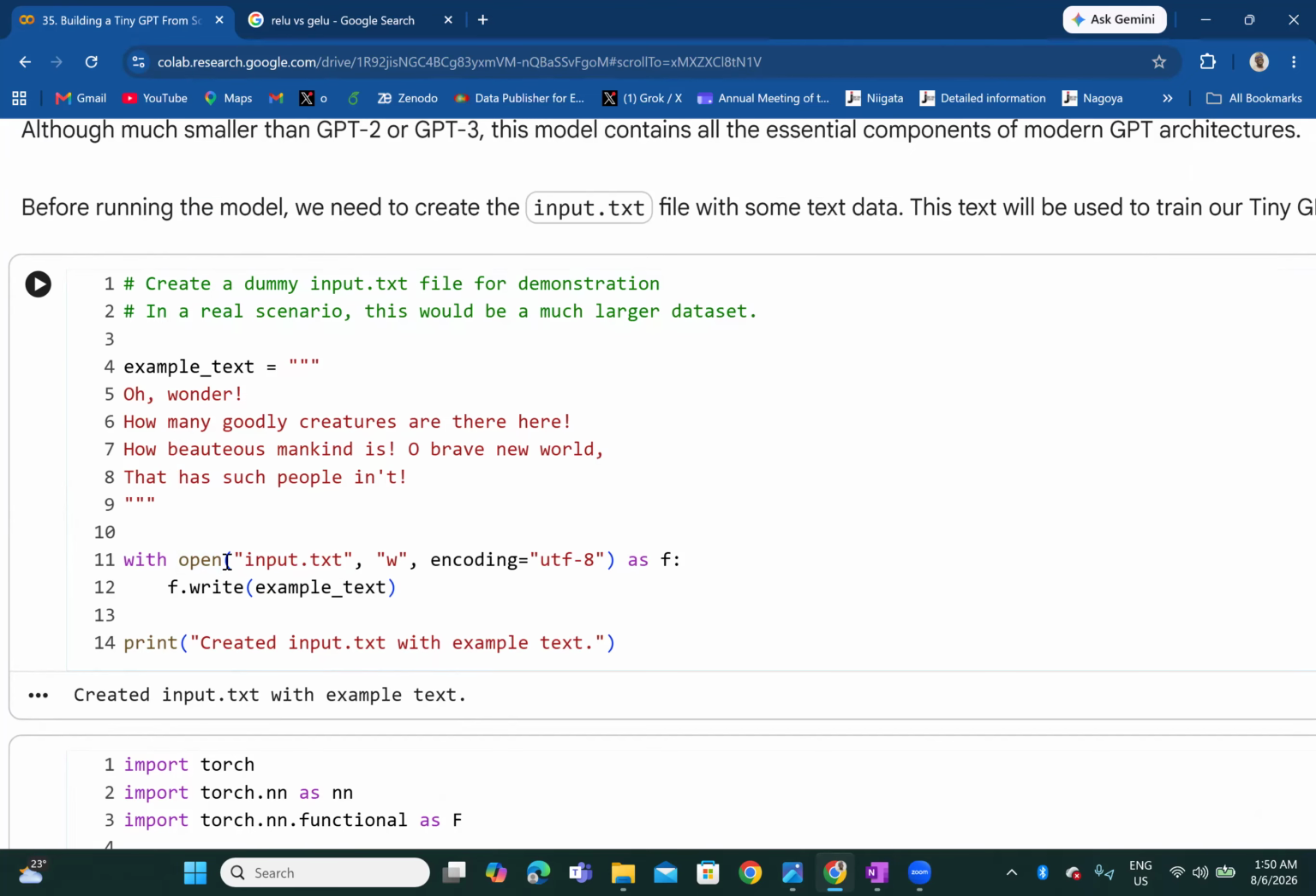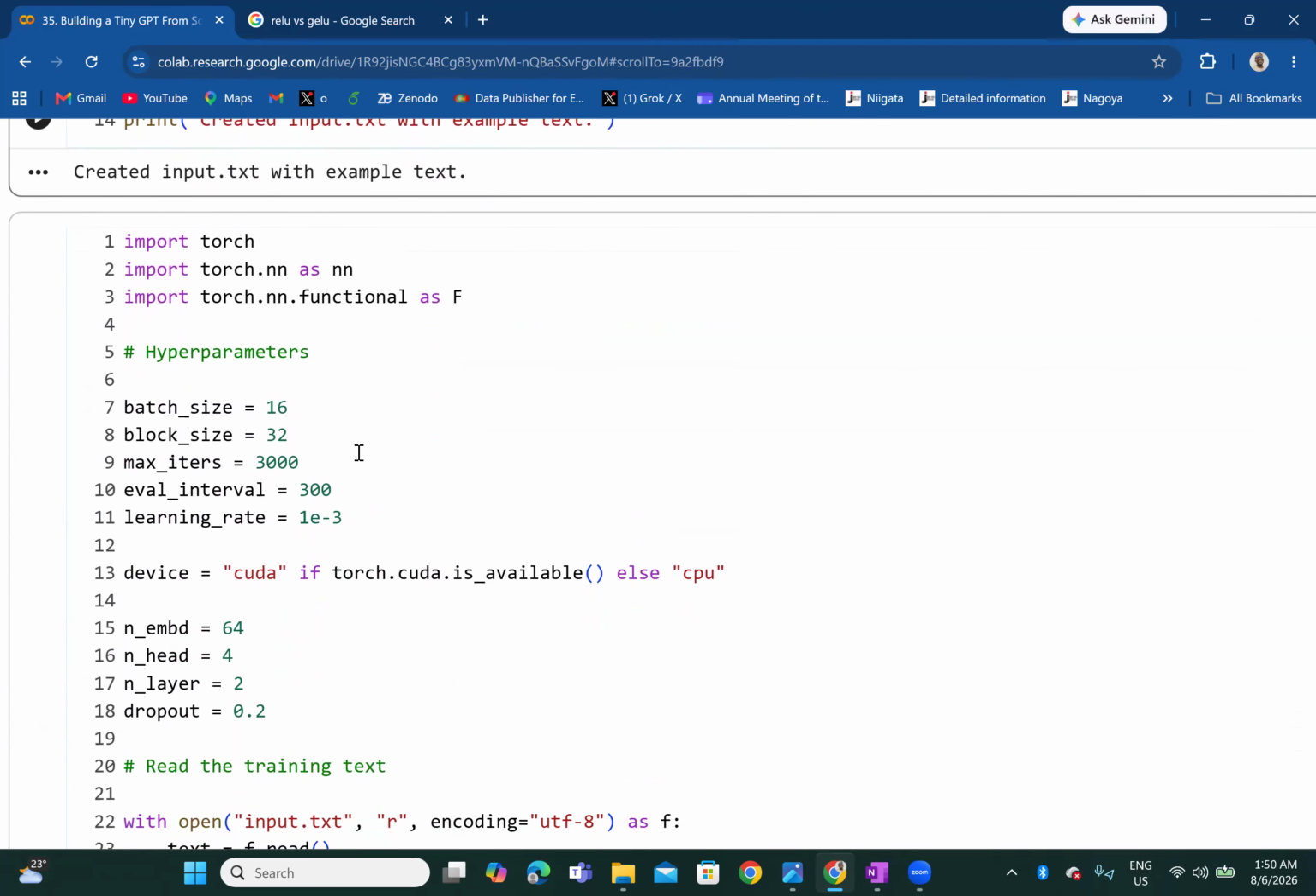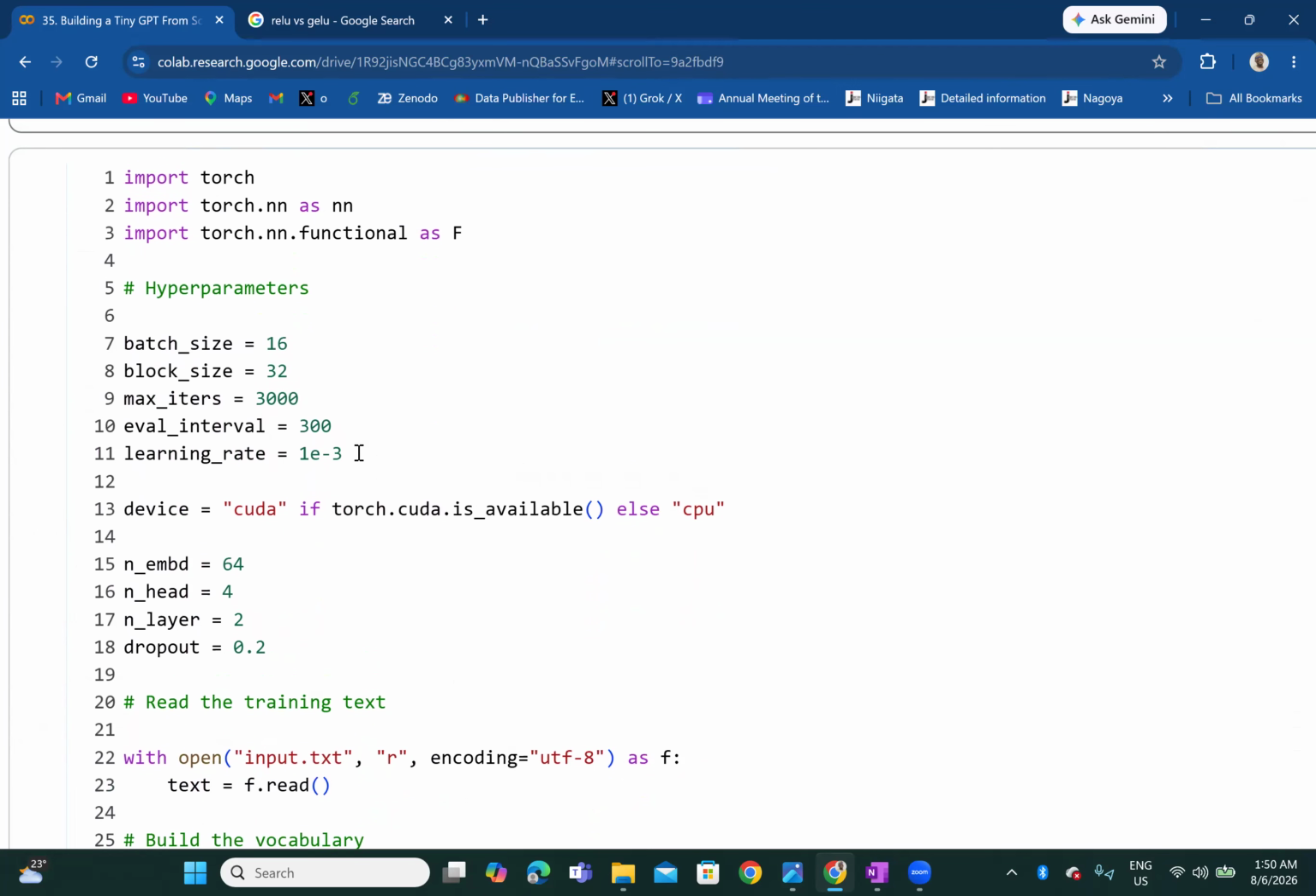We call it input.txt. That's the name of this file. If you print "created," once it is done, it just says created input text with example text. So I do that now, and by running this, the text has been created. This is the corpus for training our tiny GPT that we want to create. So the next thing we now do is, using PyTorch, right?